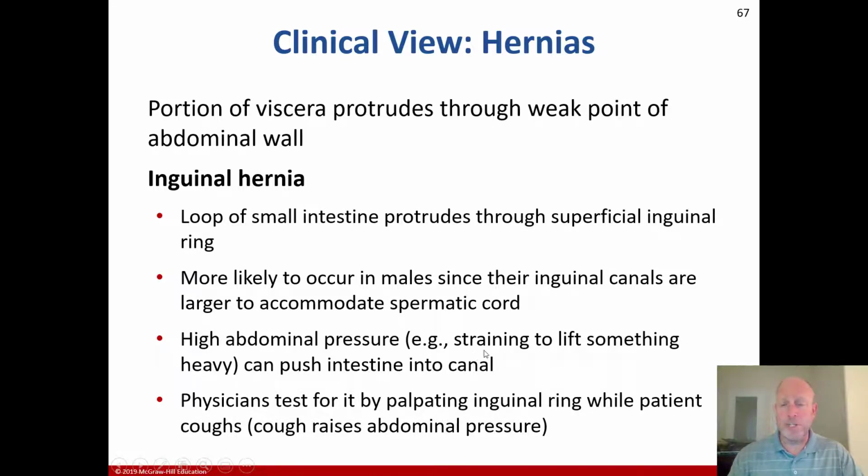High abdominal pressure, like straining to lift something heavy, can push the intestine into the canal. Not a pleasant sounding concept, is it? Physicians test for it by palpating the inguinal ring while the patient coughs, and the cough raises abdominal pressure. A lot of people actually have an inguinal hernia and just don't know it, because like every injury or problem or disorder, disease, issue, challenge, you name it, there's always levels. It's not just something happens and therefore it means this. There's always variability in terms of the level of symptoms, a level of a problem versus it being a problem or having symptoms at all.